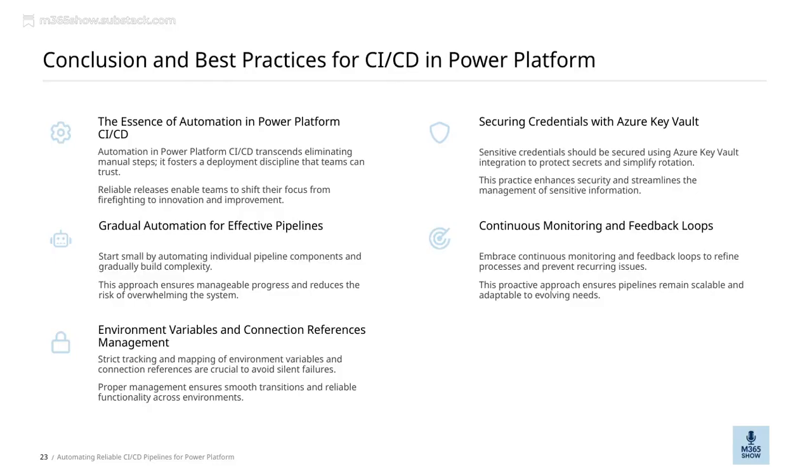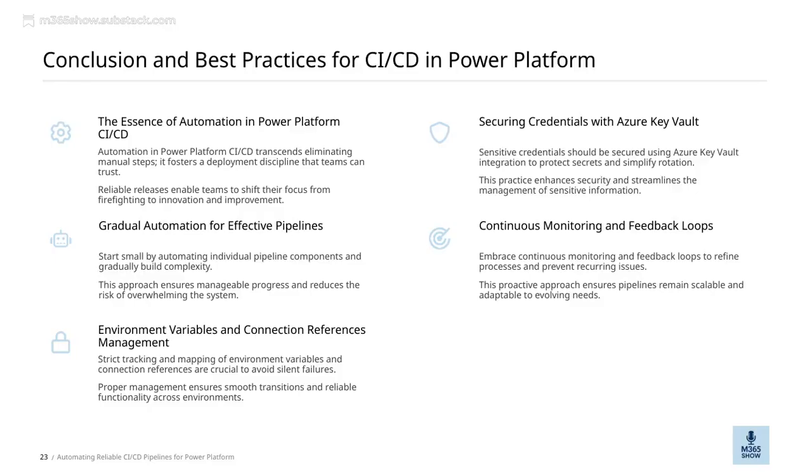When it comes to automation, start small. Automate individual pipeline components first, then gradually increase complexity. This step-by-step approach helps manage progress effectively and reduces the risk of overwhelming the system.